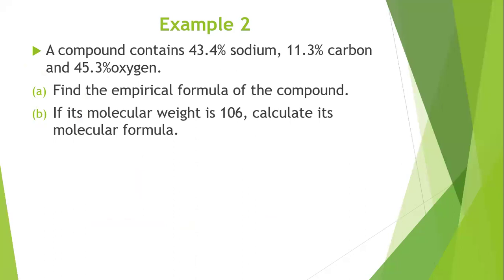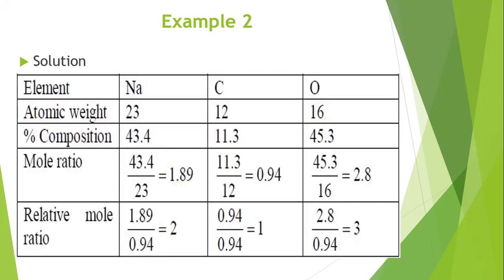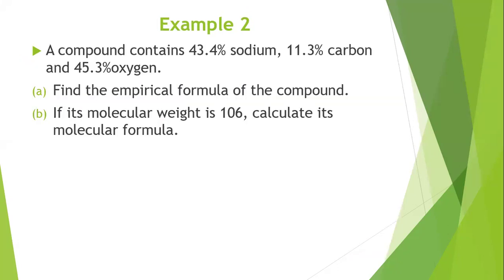A compound contains 43.4% sodium, 11.3% carbon, and 45.3% oxygen. You are required to find the empirical formula of the compound. And second, if its molecular weight is 106, calculate its molecular formula. Now, we'll start with the first one. Solution: first, you have to find the empirical formula, as noted in our previous example. So our first activity is to find the empirical formula of the compound.